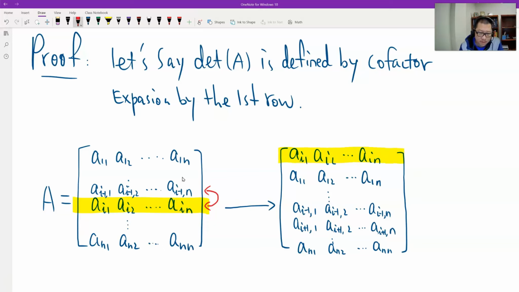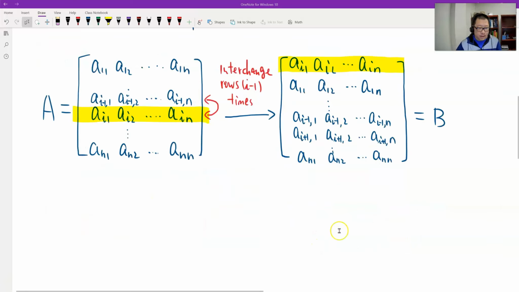And of course, we know how many times we should interchange rows. I minus one times, right? Which means we need to do the second type of row operation i minus one times. Therefore, the ith row goes to the first. Let's say this matrix is B. We do see the relationship between these two matrices.